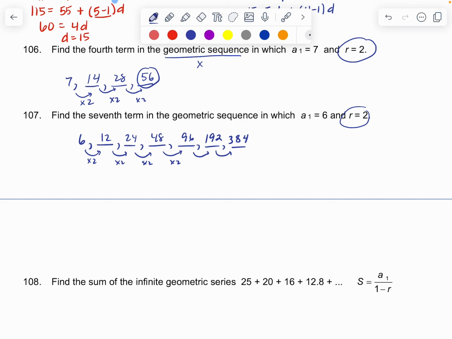Okay, so you guys, on this one, let's see if we're in the seventh term. So 1, 2, 3, 4, 5, 6, 7. Yep, that should be your final answer.